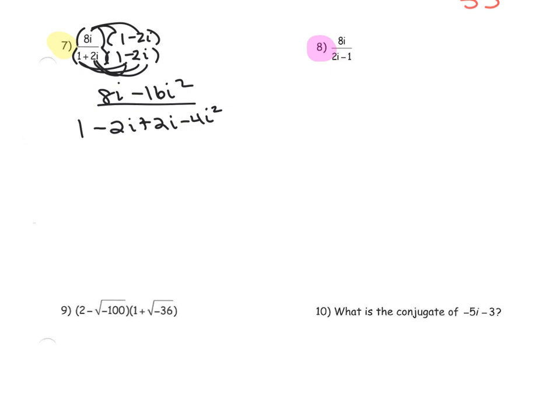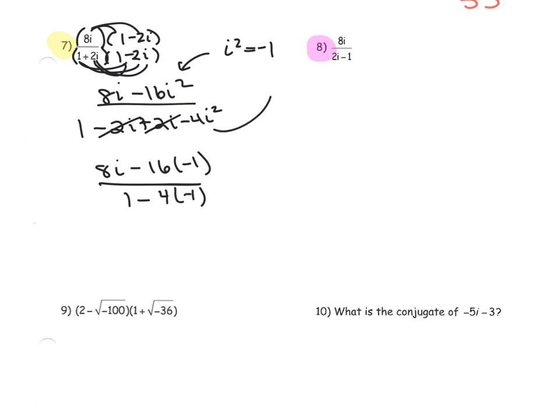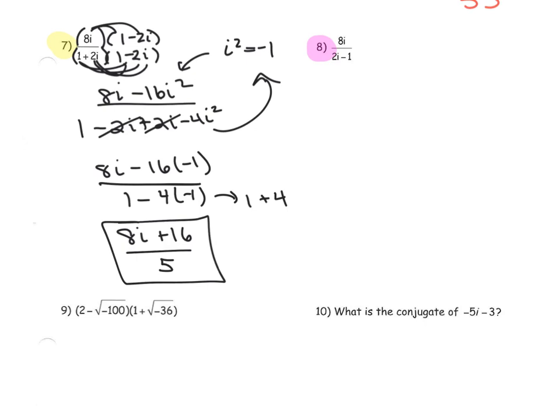Okay, almost there. We have 8i minus 16 times -1, right? Because i squared is -1. These terms are going to cancel, which is what we wanted. That's why we multiply by the conjugate. That's the whole point. Now I have 1 minus 4 times -1, because again, i squared is -1. So I have 8i plus 16 all over, this really is 1 plus 4, so that whole thing is 5. And that's my final answer.